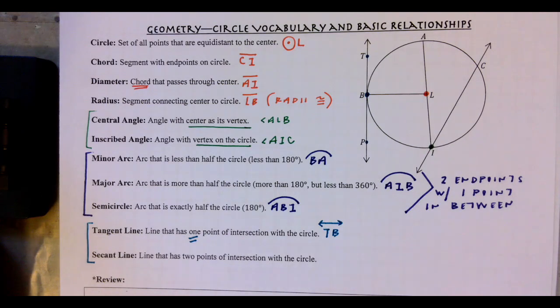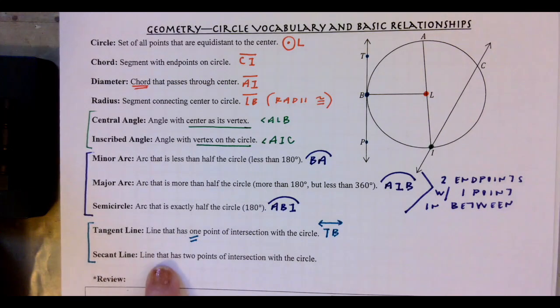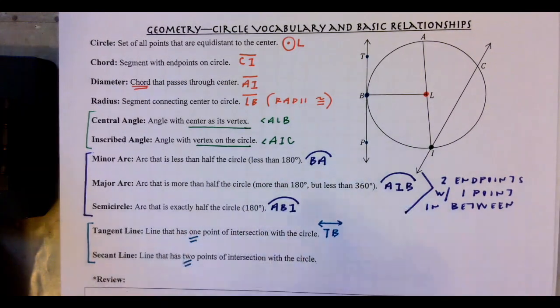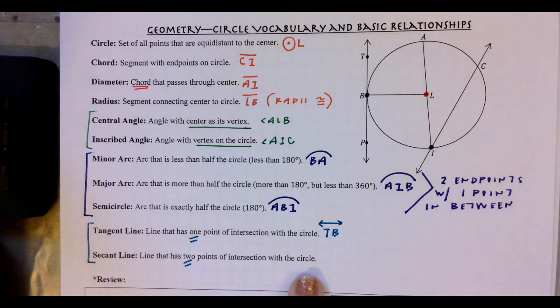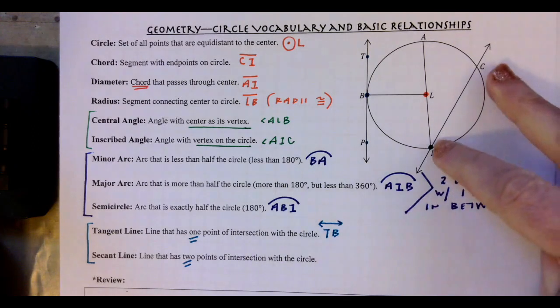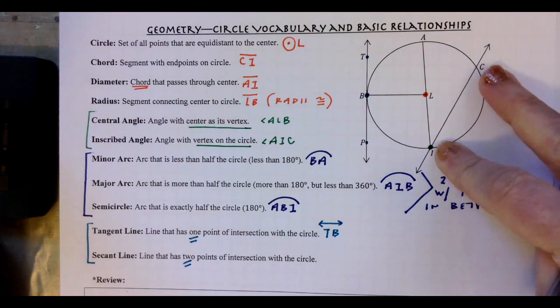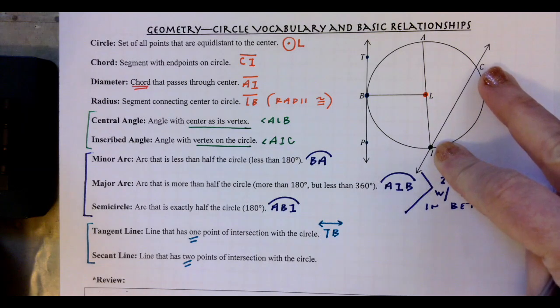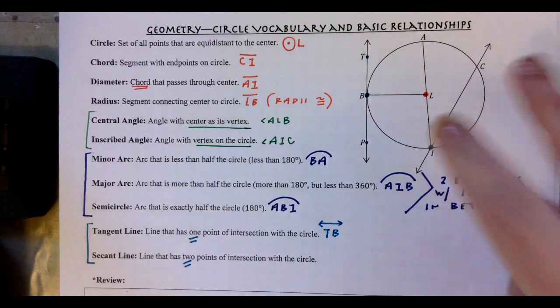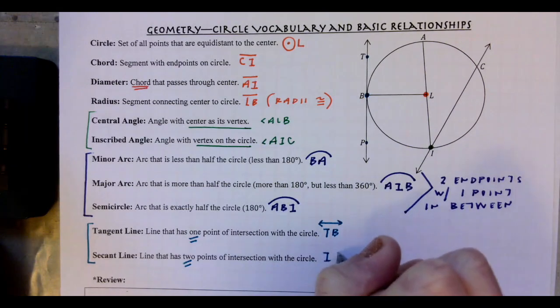All right, lastly, we're looking at the secant line. So a line that has 2 points of intersection with the circle. So the only line that I have right here that makes 2 points of contact is line CI or IC, right? Either way is fine. I'll say IC.